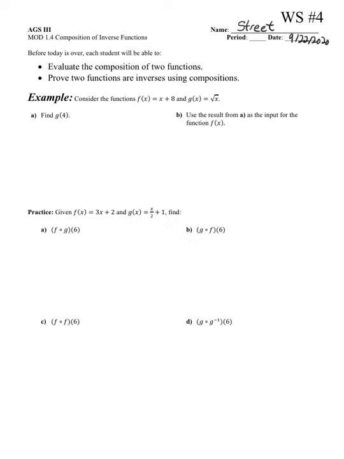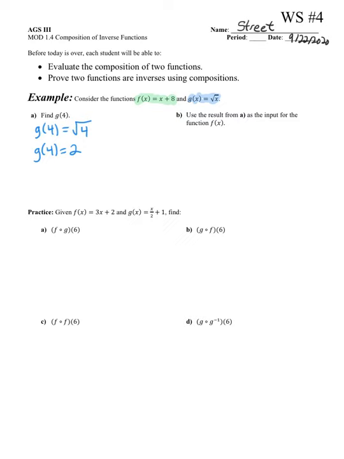Okay, so first example, it says consider the function f of x equals x plus 8 and g of x equals square root of x. And the first thing I ask you to do is go ahead and find g of 4. Well, that means we're just going to change our inputs. Our input used to be x, now it's going to be 4. So we're looking for the square root of 4. So g of 4 equals 2. Okay, that's just what we've been practicing, just function notation, changing the input and finding a new output.